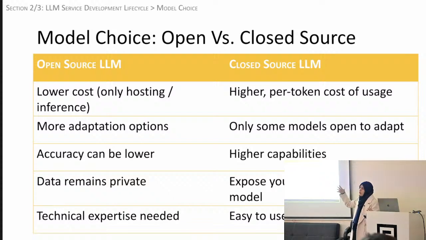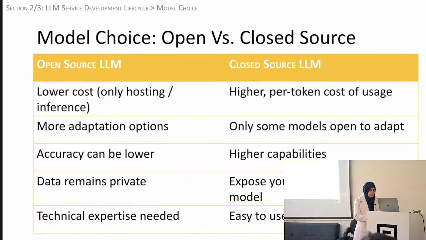With open source, obviously there are much more adaptation options. Closed source LLMs only expose some part of the LLM for adaptation. So there are usually very, very limited options. We haven't quite seen what adaptation means yet. That's going to come up, but you have much more flexibility here. Your data remains private with an open source LLM. With a closed source LLM, you're sending it to some external model. However, accuracy can often be lower for open source LLMs. Oftentimes, the closed source ones are performing much better. And then also you need much more technical expertise to locally deploy a model and manage it.